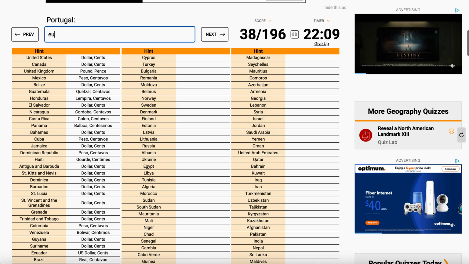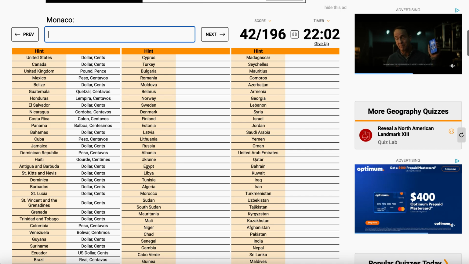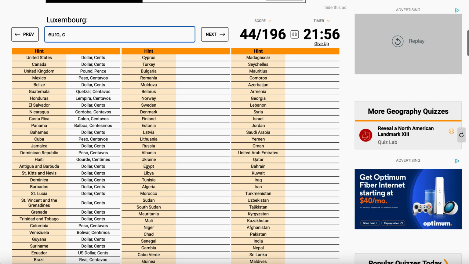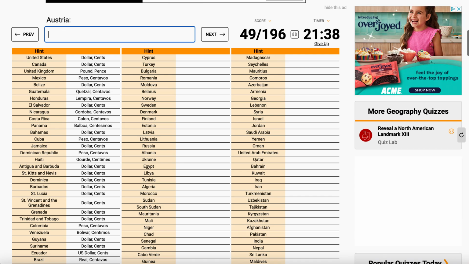Ireland, euro cents. Portugal, euro cents. Spain, euro cents. Andorra, euro cents. France, euro cents. Monaco, euro cents. Belgium, euro cents. Luxembourg, euro cents. Netherlands, euro cents. Germany, euro cents. Switzerland uses the franc, and it is divided into centimes. Liechtenstein also uses the Swiss franc and is divided into centimes.